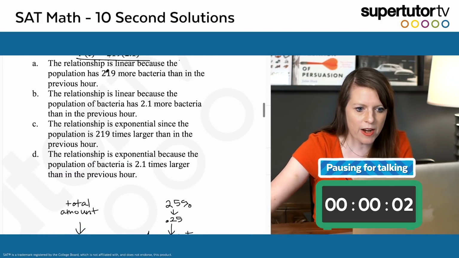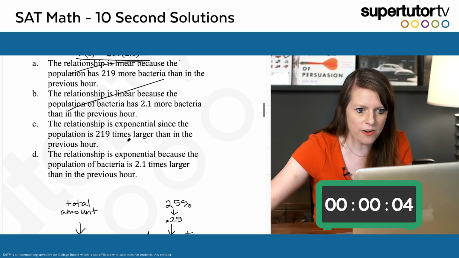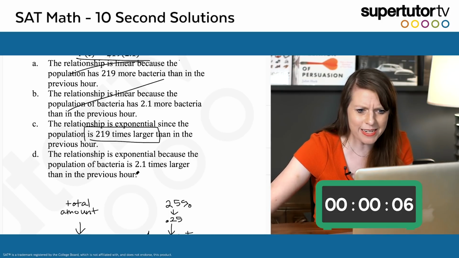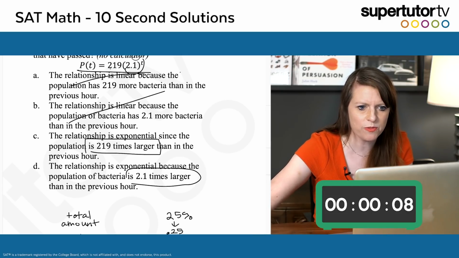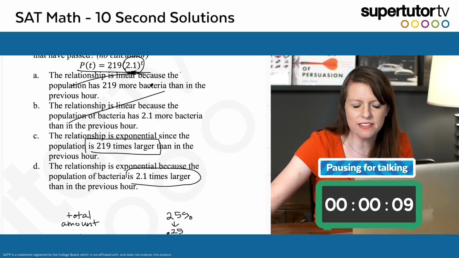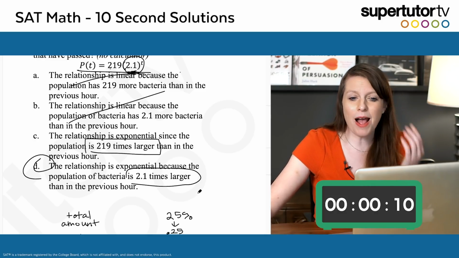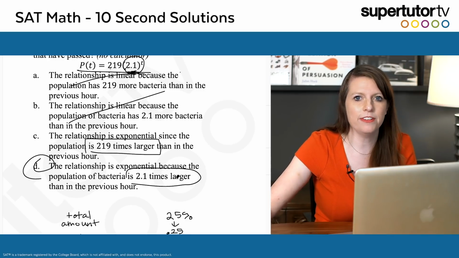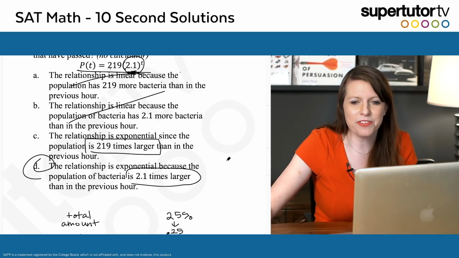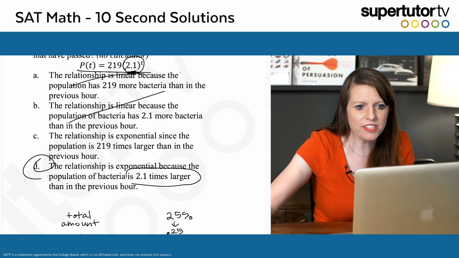And so I'm looking for exponential growth. So I know not linear, exponential. And 219 times larger? No, it's going to be 2.1 times larger because remember, I said this is what twice, right? 2.1 times, and I'm done. And I know it's D. Now, I probably should slow down and really carefully read these. I have a 98% chance that I got this right in less than 10 seconds, but I might want to go back and read these carefully, and I'm going to do that right now to double check.